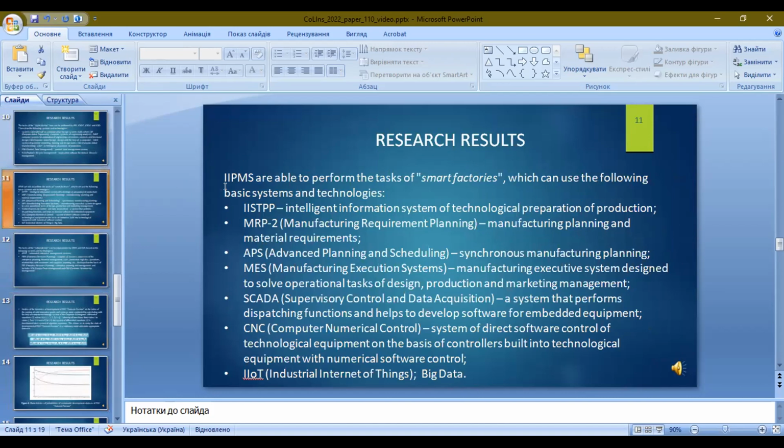Integrated information product management systems are able to perform the task for smart factories, which can use the following basic systems and technologies: intelligent information system of technological preparation of production, manufacturing requirement planning, advanced planning and scheduling, manufacturing execution system, supervisory control and data acquisition, computer numerical control, industrial internet of things, big data, and others.